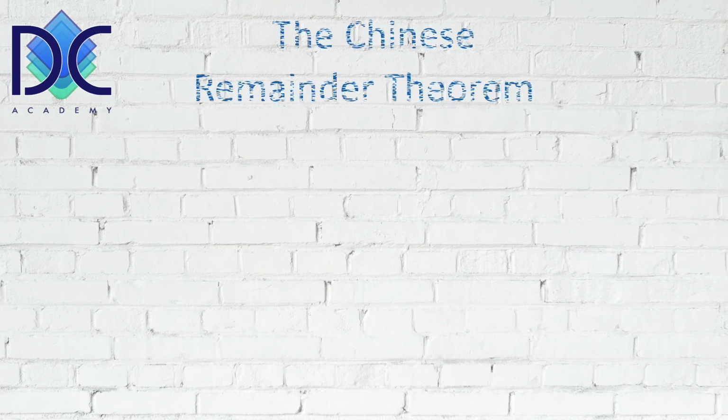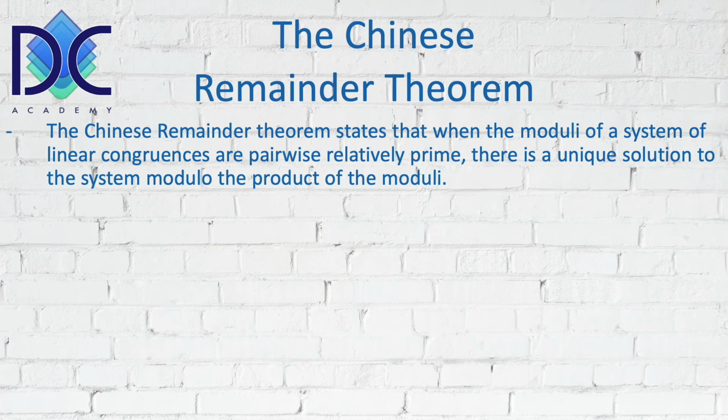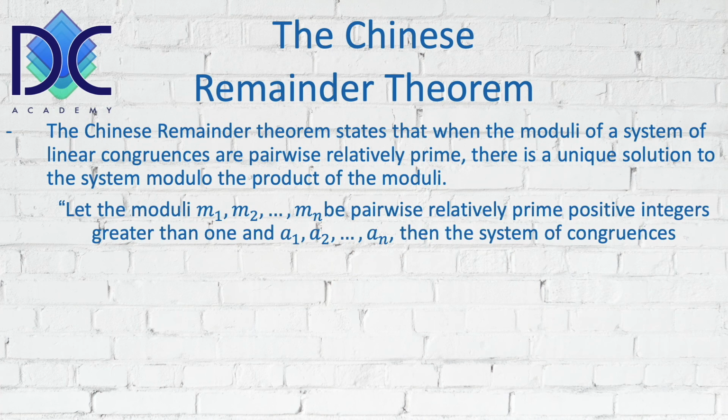The proof of the Chinese remainder theorem will be done in the following videos, but first we have to describe the remainder theorem as it is known. Now, the Chinese remainder theorem states that when the moduli of a system of linear congruences are pairwise relatively prime, there is a unique solution to the system modulo the product of the moduli. So basically, we have different moduli, m1 up to mn. They are pairwise relatively prime, so that means that their GCDs are equal to 1.